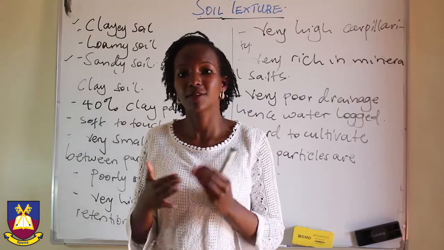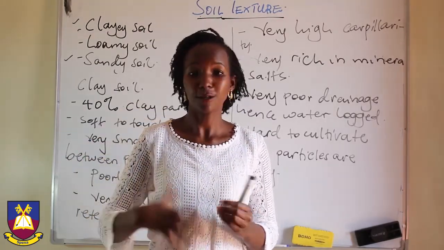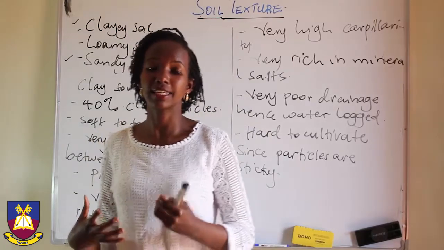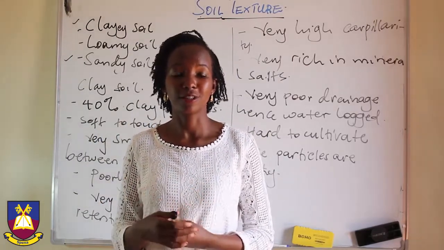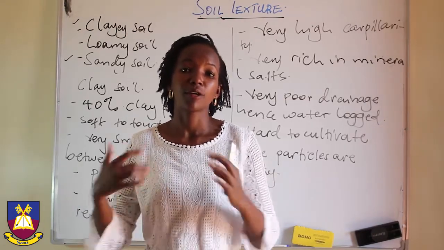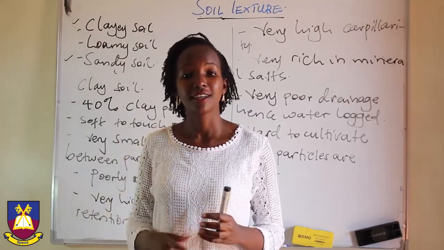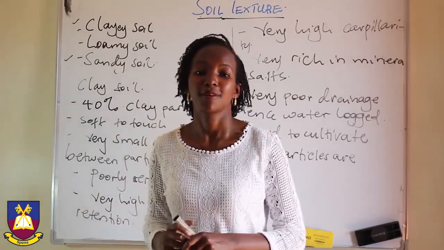But remember, it has very little air spaces, so if plant roots have to go down through it, they're going to suffocate because they need air to carry out the respiration that they need. So by adding humus to it, we increase the air spaces between it, we improve on the water drainage, just making it better for farming.